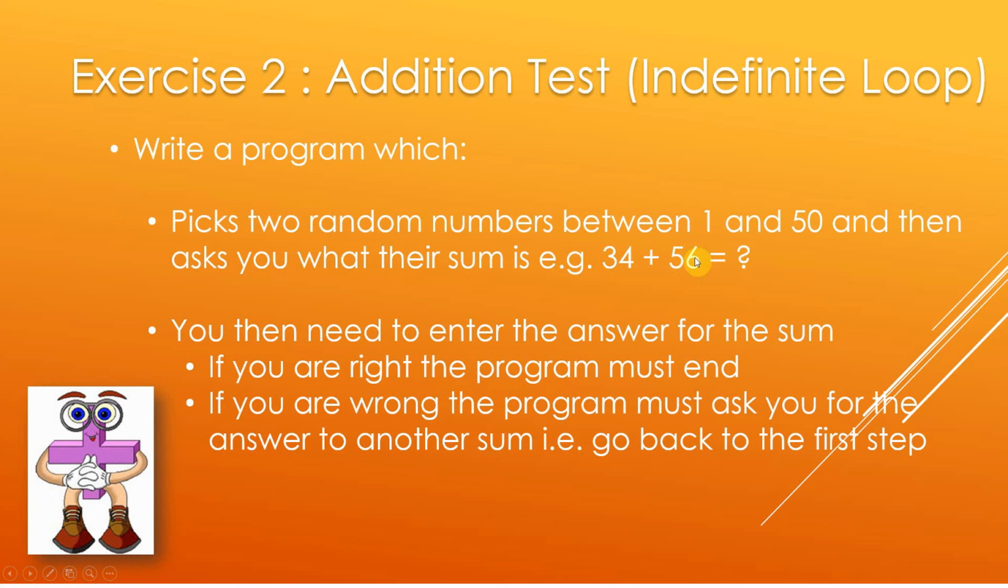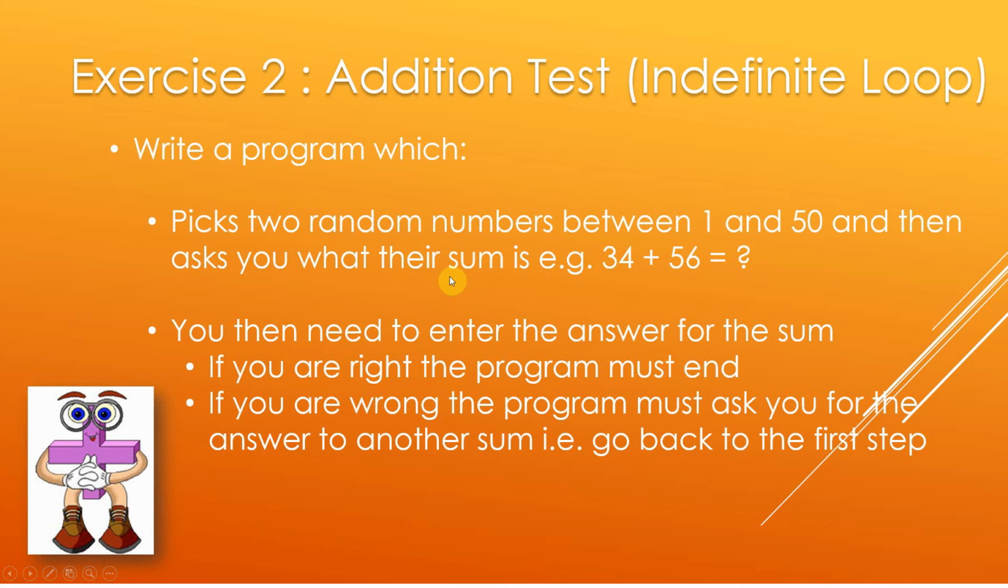So technically this number and this number, neither of them should ever be more than 50 according to our instructions here. You then need to enter the answers for the sum. If you're right, the program must end. So we must set the true condition for our conditional loop to true. If you're wrong, the program must ask you for the answer to another sum. In other words, go back to step 1 here, pick two new random numbers and ask what the sum is.